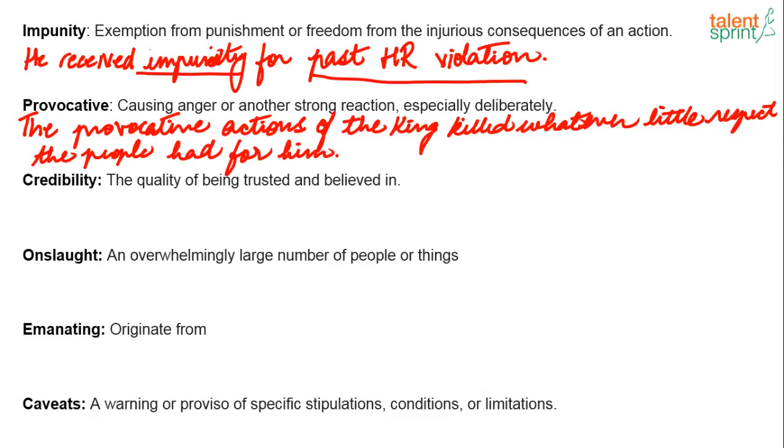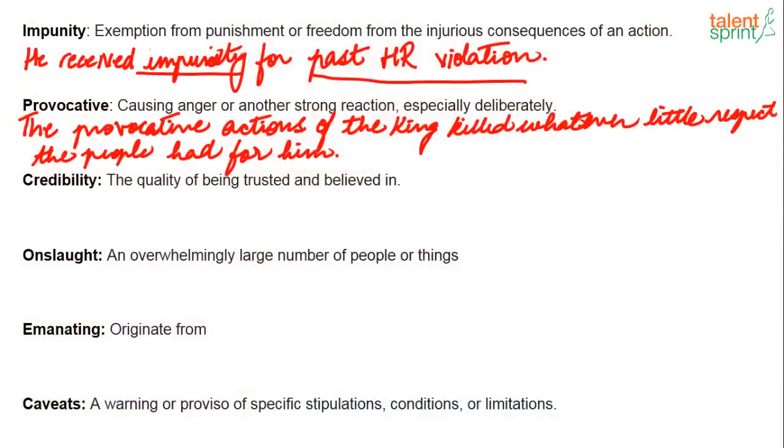Okay, let's move on to the next sentence, guys. The next word, guys, credibility. The quality of being trusted and believed in. Now, if you go back to the passage, guys, the passage talks of the fact that journalists should have credibility. We should be able to trust journalists. So let's look at what our sentence here can be.